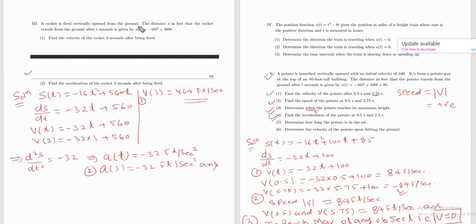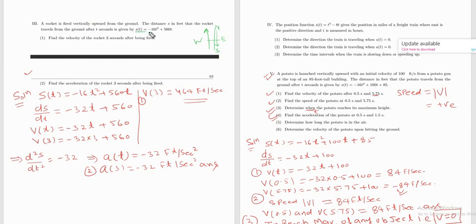A rocket is fired vertically upward from the ground. That means upward from the ground. See, north, east, south, west. Upward means from south to north, or downward means from north to south. Okay. So it is given this. Find the velocity of the rocket at 3 seconds and the acceleration.